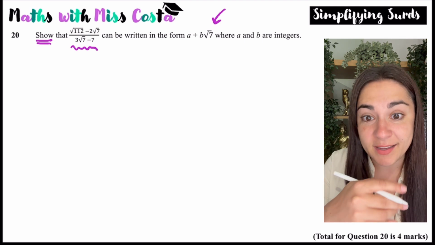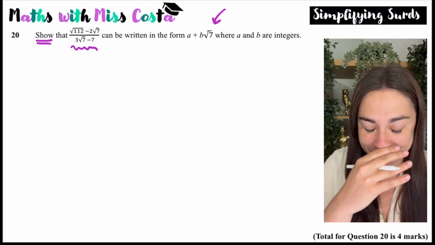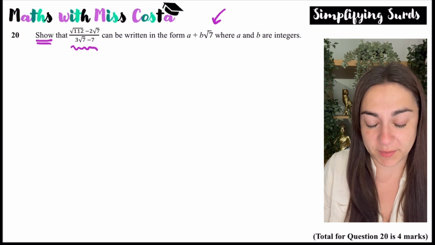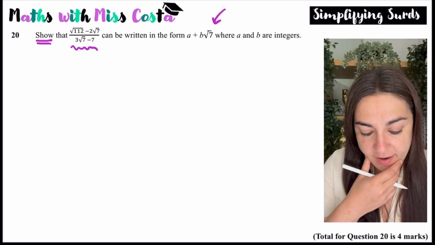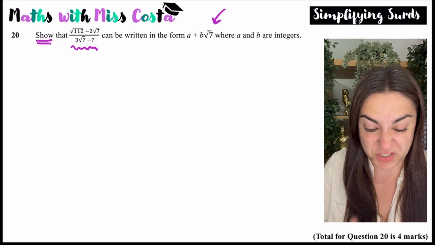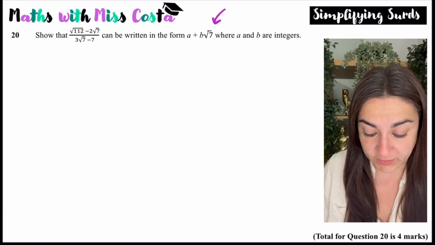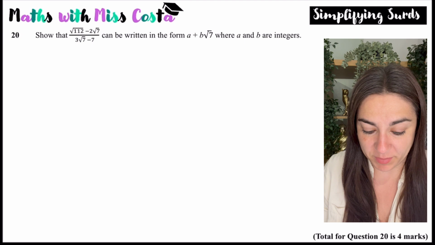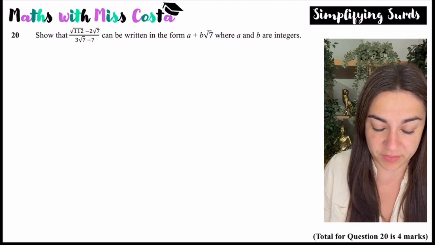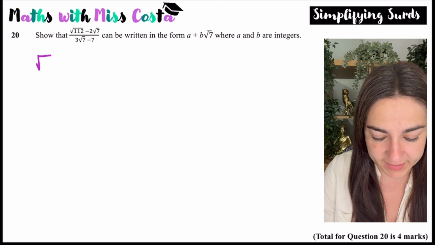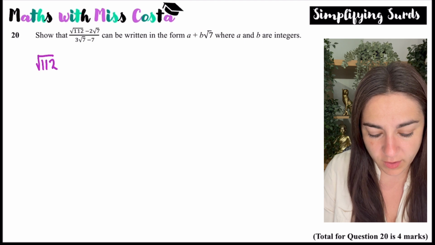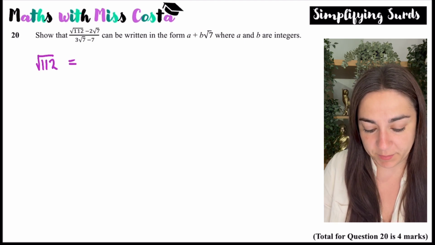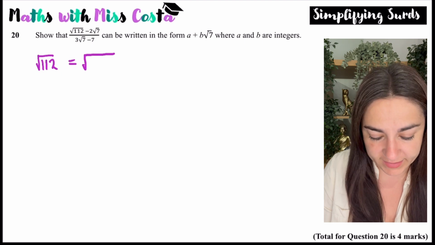We could either simplify it first or simplify it at the end. It doesn't really matter which you do, it depends on your preference. So I might start by simplifying what I can simplify, just so that it makes my life a little bit easier. So I've got root 112. So I'm going to want to simplify this. To simplify it, I split it up.